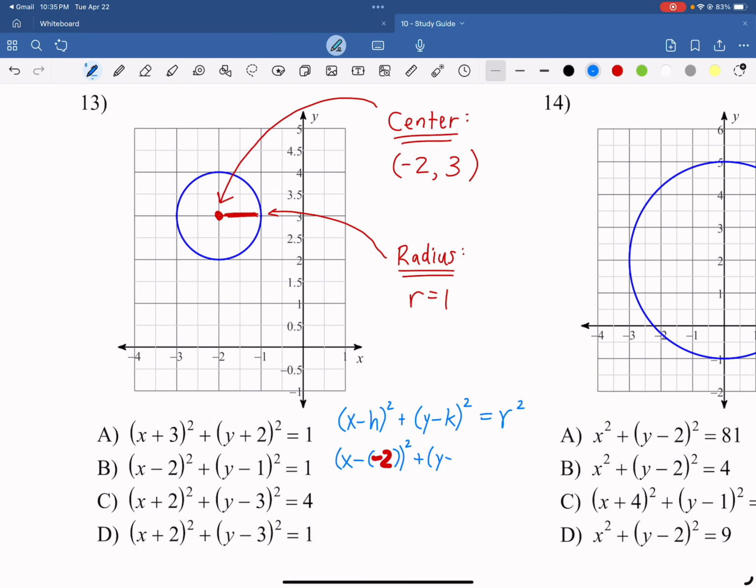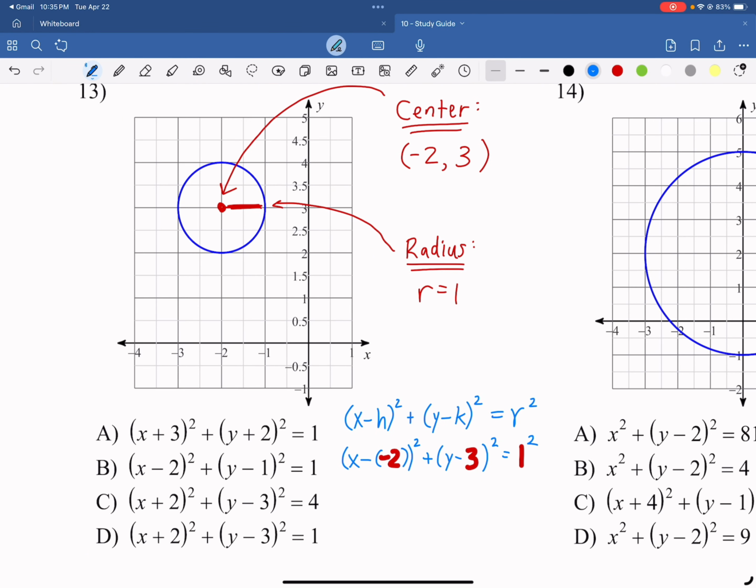And then y minus 3, if we plug that in, squared. And then radius is just going to be 1. You square that. See how we got that? Well, that's going to give us x plus 2 squared plus y minus 3 squared equals 1 squared, which is just 1.